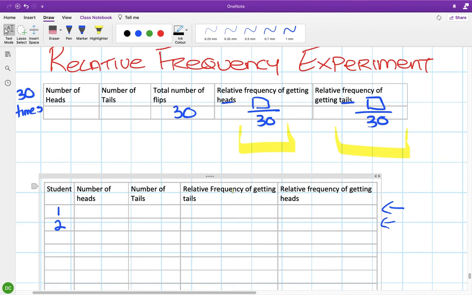Okay, so that's it for today, and you don't have any homework. We will go through some other experiments, ones that we're not going to do the next day.